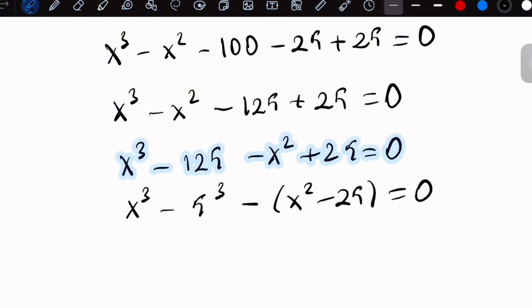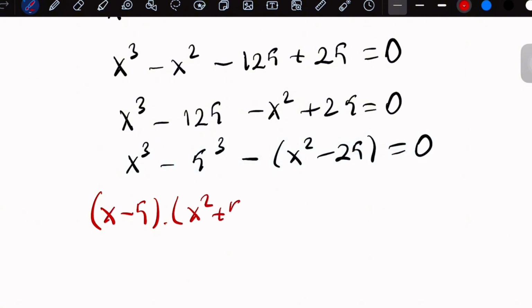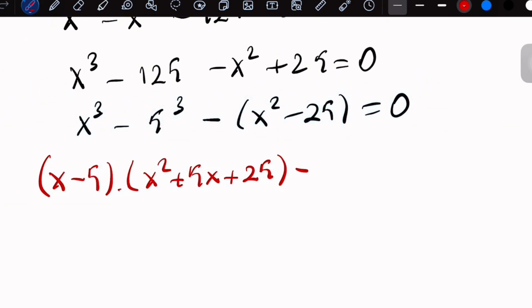We got 0. Let's make this expansion right here: x minus 5 times the cube expansion, x squared plus 5x plus 25. What can I write minus in brackets here? x minus 5 times x plus 5 is equal to 0.